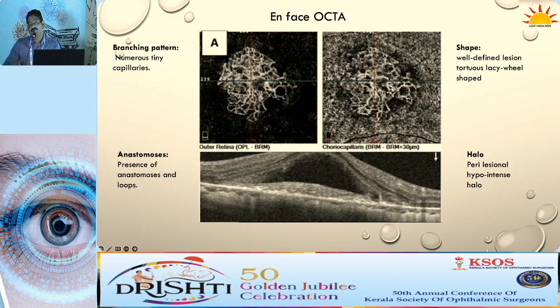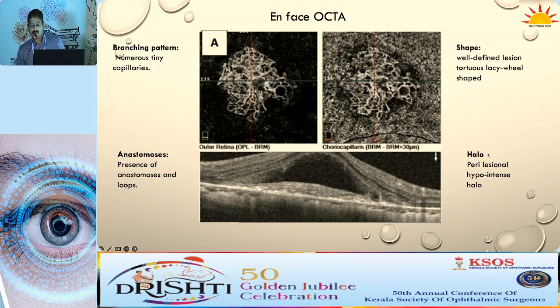Whenever we talk about OCTA, there are 2 images that we are supposed to look at. One is the en face image. We are mostly concerned with the en face image; we go on face value. There's also something called cross-sectional OCT. In the en face OCT, you look at the branching pattern. You can see multiple tiny capillaries, usually with a well-defined shape with tortuous lacy vessels, and you will see multiple anastomoses and loops.